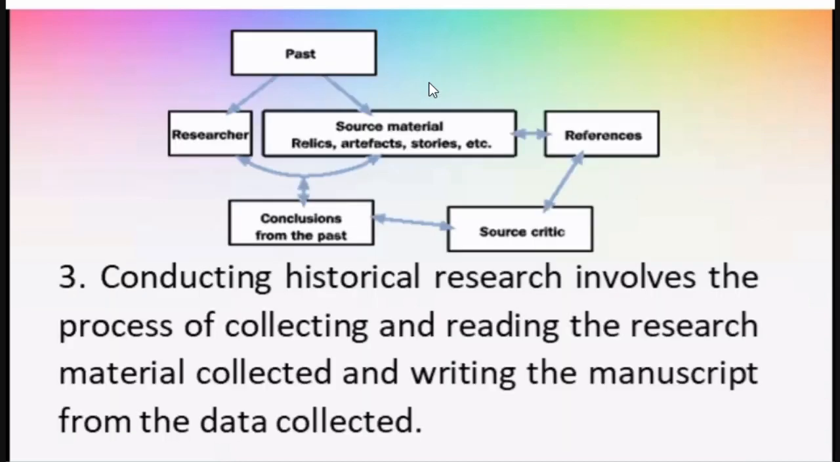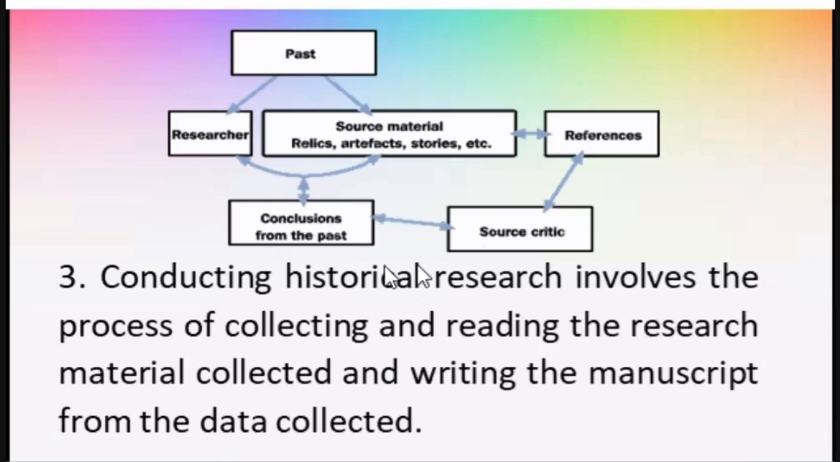So third, conducting historical research involves the process of collecting and reading the research material collected, and writing the manuscript from the data collected. That is true, right? To understand how library science education was in 1900, you have to go back to 1900 to read, in the form of books. You have to find the origin, find authenticated sources, and read a lot, and you have to compile your analysis according to the sequence of events, and then write your manuscript based on the data collected.